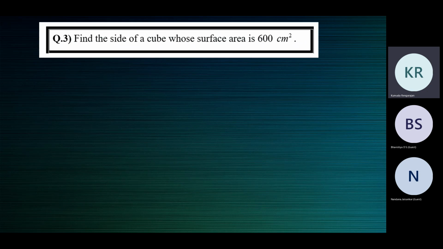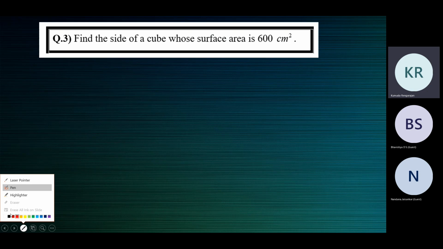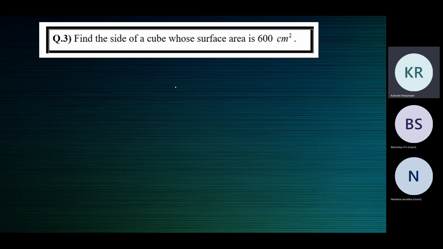Yeah, this is the next one. Find the side of a cube whose surface area is 600 centimeters square. Whenever surface area is given, it always means total surface area. Now you might ask, does surface area mean curved surface area or total surface area? When it's simply surface area, it could be either. But in mathematics, whenever the word surface area is used, it always means total surface area. If nothing is mentioned, it's always total surface area.